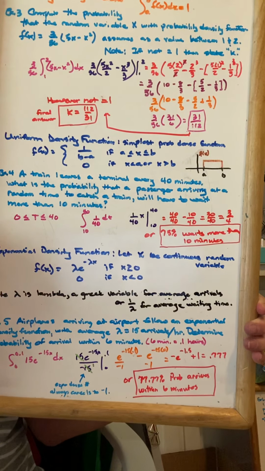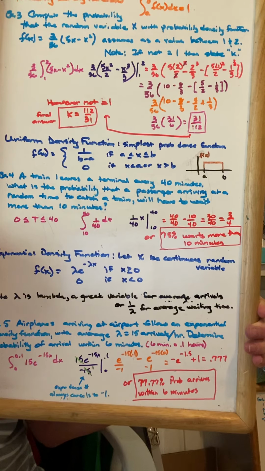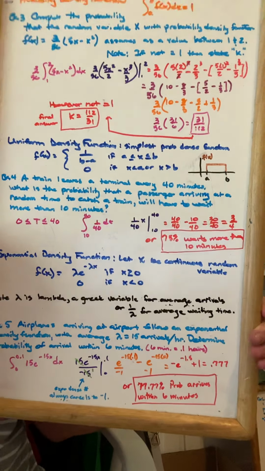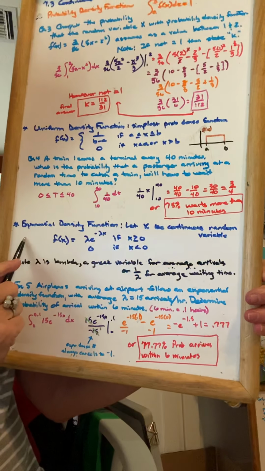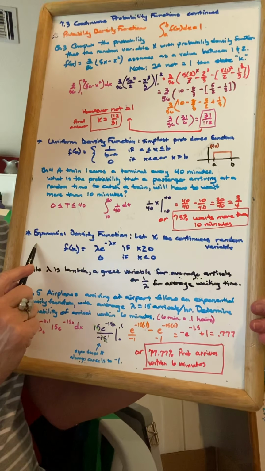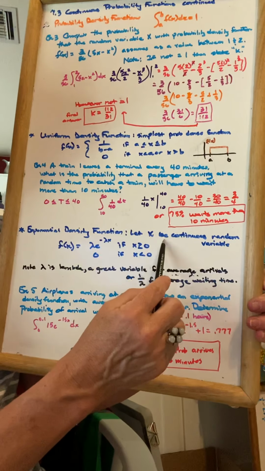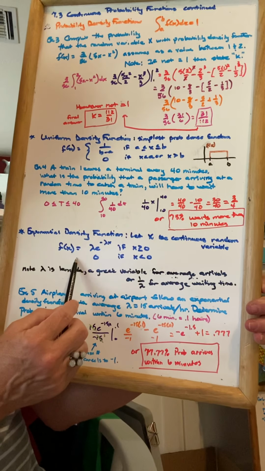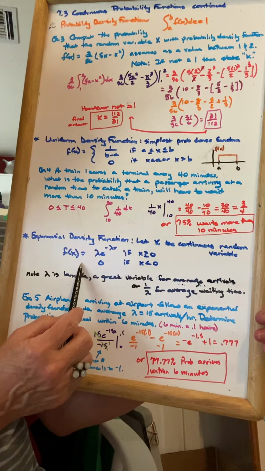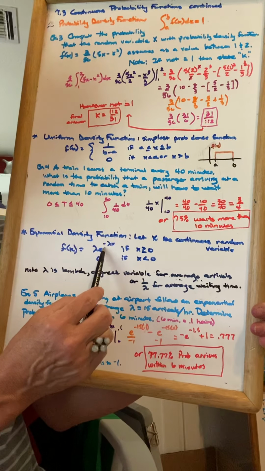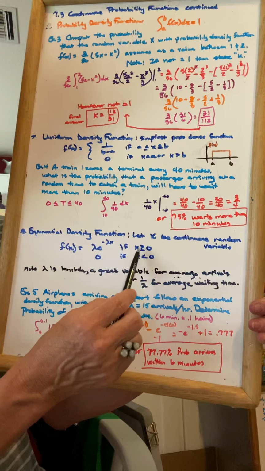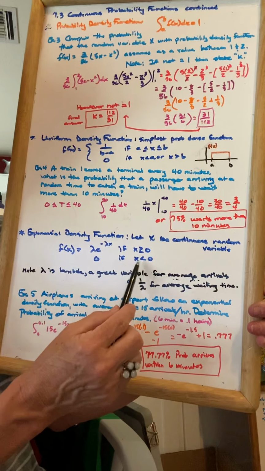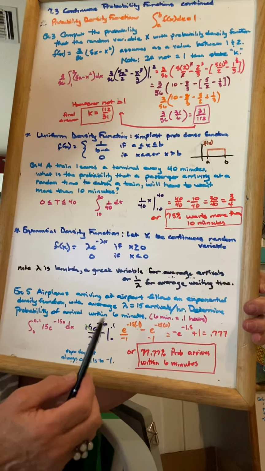It's the easiest one. You wish that I had like 10 of those on your assignment and your test, but I don't. The next kind is called the exponential density function. Let x be a continuous random variable. f of x equals, now they give me this formula, lambda e to the negative lambda x if x is greater than or equal to 0, or 0 if x is less than 0.